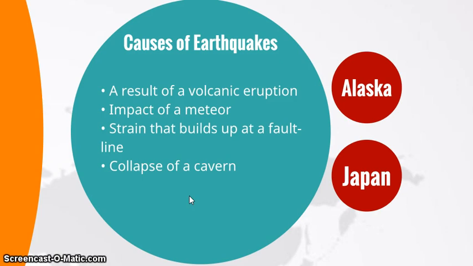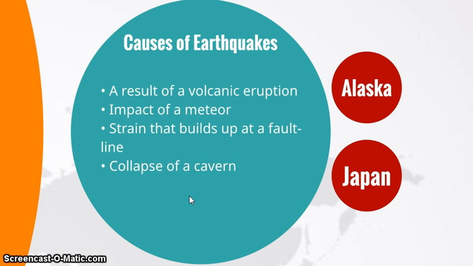Obviously, the K-T extinction with the dinosaurs 65 million years ago is another one where we could see a large meteor impact definitely creating an earthquake effect on the surface. Strains that build up at fault lines. We spent a lot of time talking about those different divergent, convergent, and sliding boundaries as potential areas where earthquakes and volcanoes can occur, and that goes back to that theory of plate tectonics.